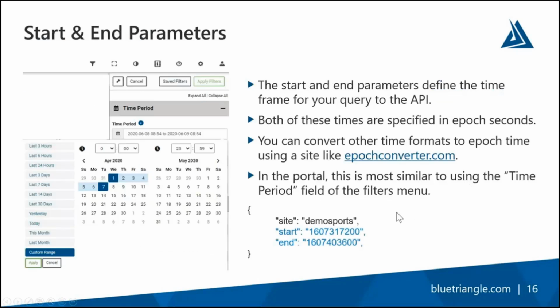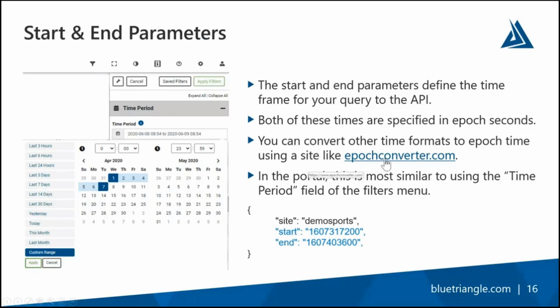All right. The next thing is the start and end parameters. You can think of this as the time period, which, if you've used the Blue Triangle portal before, you're very familiar with the date picker here. You're going to specify your start and end times in epoch, and you can put those in quotes or not. The API is relatively flexible with that. And it's going to be in epoch seconds.